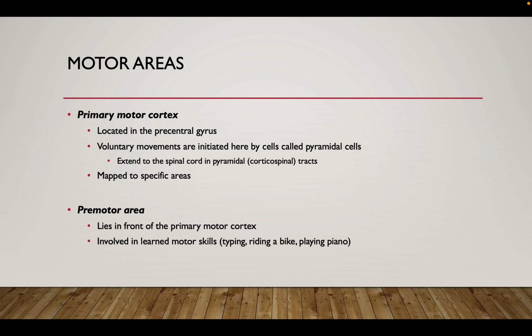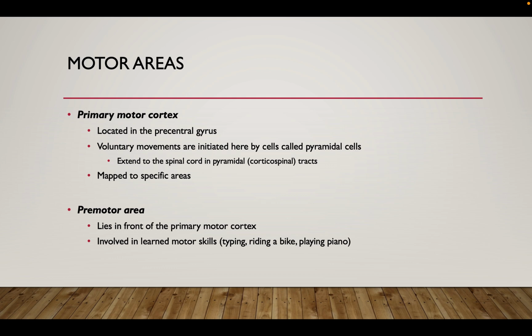Is it asking about the structure? Is it asking about the precentral gyrus? Or is it asking about the functional area, the thing that it actually is doing? In that case, it would be the primary motor cortex. This is where we have cells and neurons that are going to initiate voluntary movement.